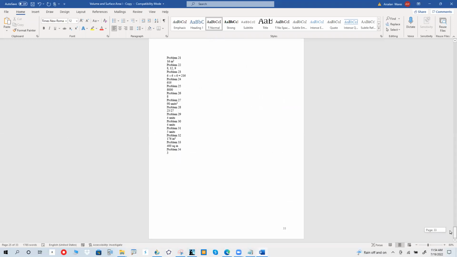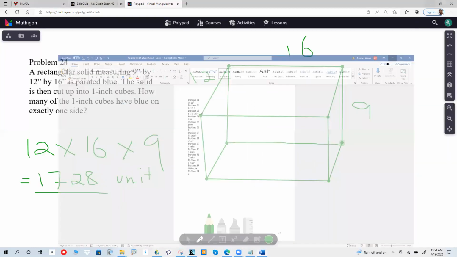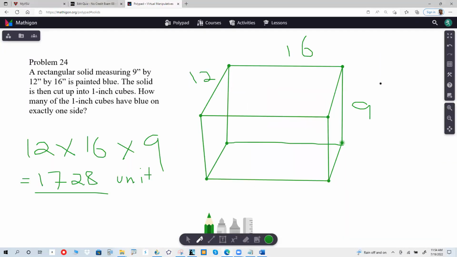24. Oh, I see. Okay, so I didn't finish the whole sentence. Let's try it. How many 1-inch cubes have blue on exactly one side? So this is the volume of the solid, that's totally fine, but we have to go one step further. How many 1-inch cubes will have blue on exactly one side? They will be right in the middle of each of the 6 faces.